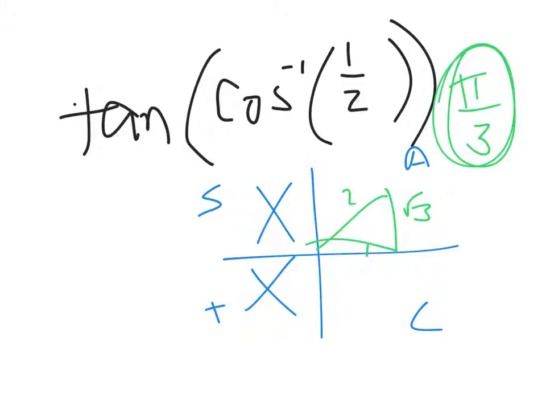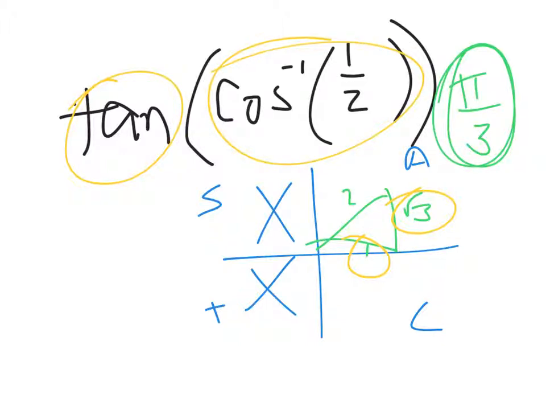Because what am I supposed to do at the end? Tangent. Tangent is TOA, opposite over adjacent. Root 3 over 1. Because I'm supposed to do tangent of pi over 3, which is root 3 over 1. Final answer, root 3. Does that make sense to you?